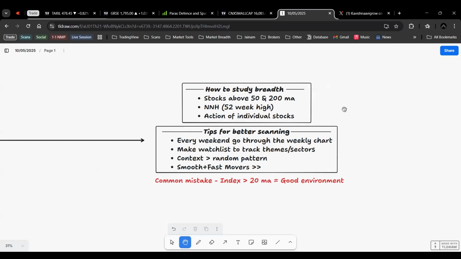If you want to make money using all these strategies of momentum swing trading, you want to get into the stocks which are linear and have momentum, and don't fall into the trap of buying breakouts just because the index is over the 20 EMA, because that is not a sign of good environment. The underlying breadth that individual stocks show you through the individual breakout action, the breadth action through 50 and 200 MA, that tells you how good the environment is. So track that and not just indices over a random moving average.